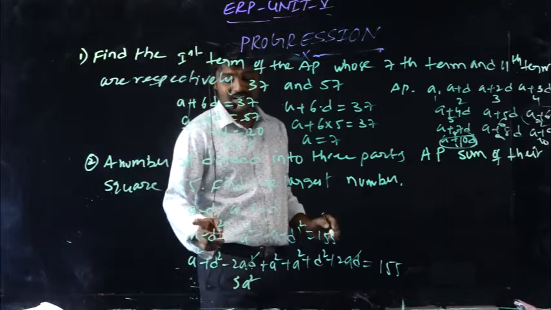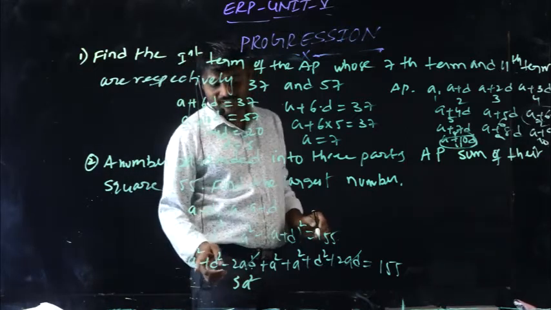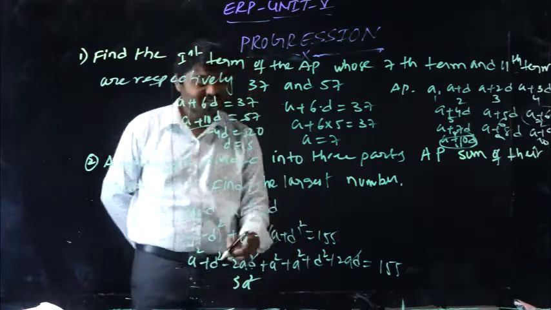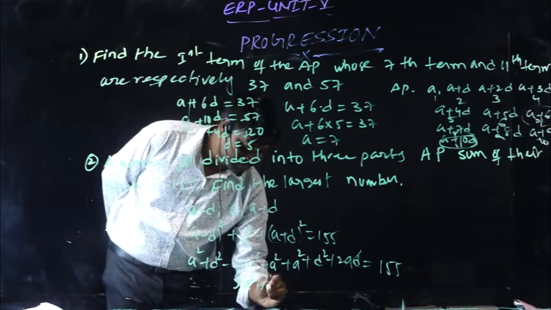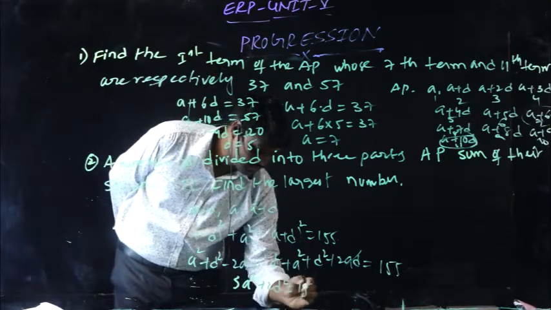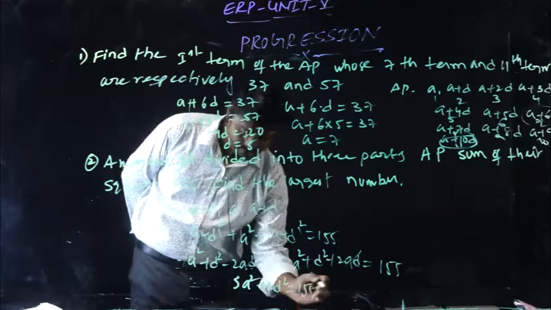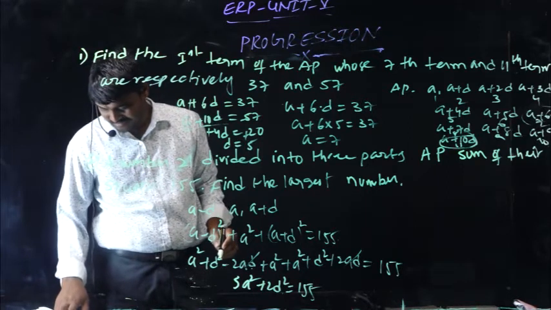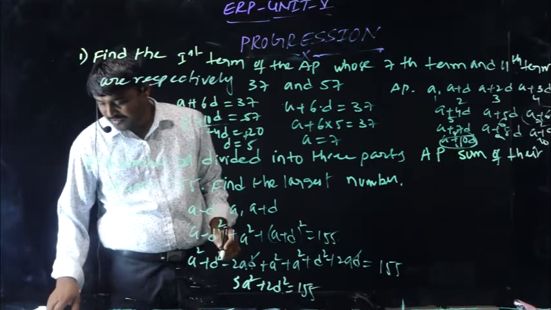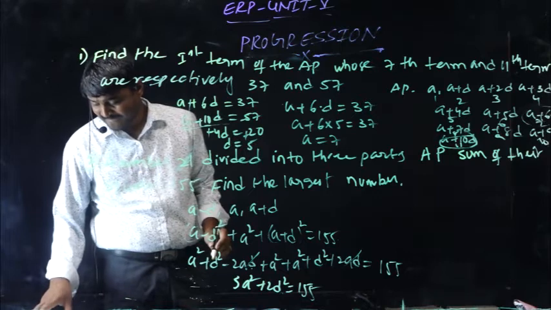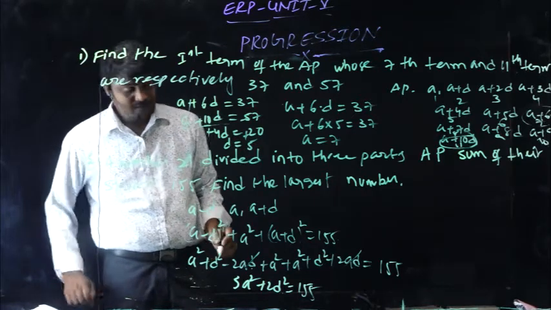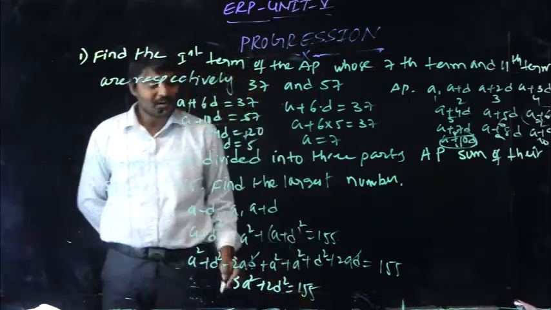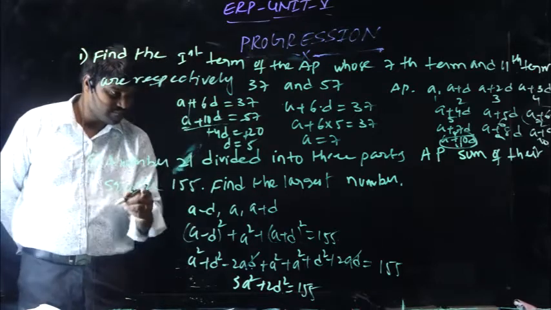So here a minus d, a. So a square plus d square minus 2ad plus a square plus d square plus 2ad. So here 3a square plus 2d square equal to 155. Suppose 3a square plus 2d square equal to 155, but he is given the sum of the numbers.